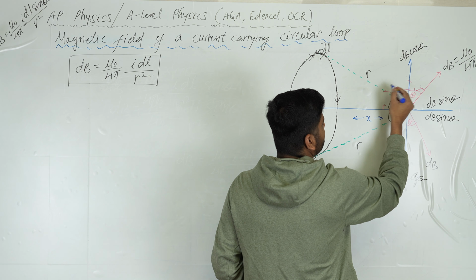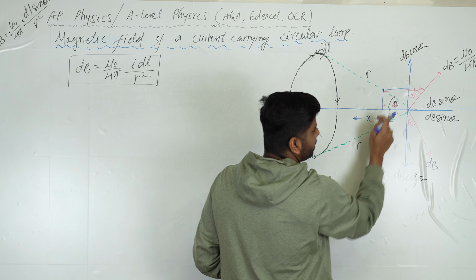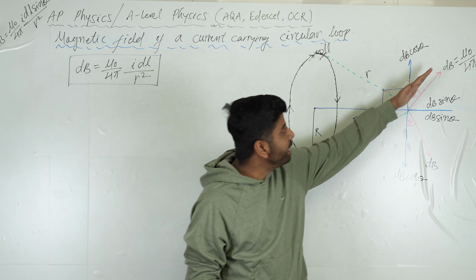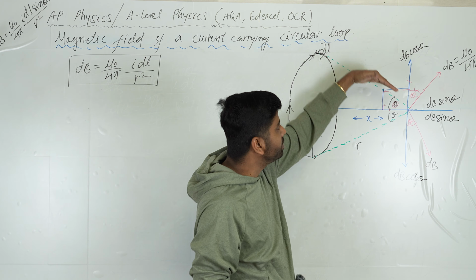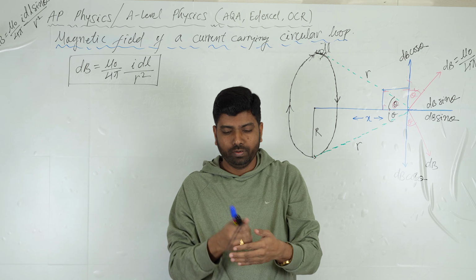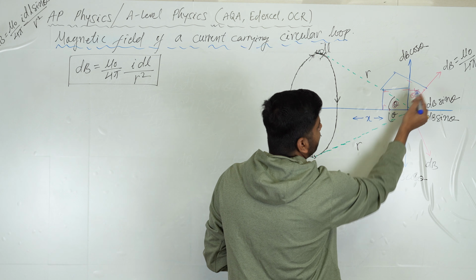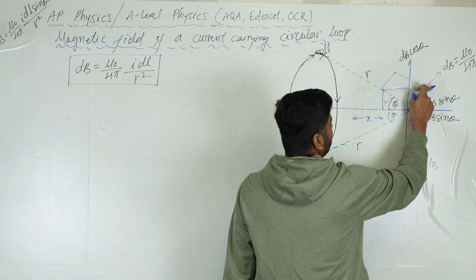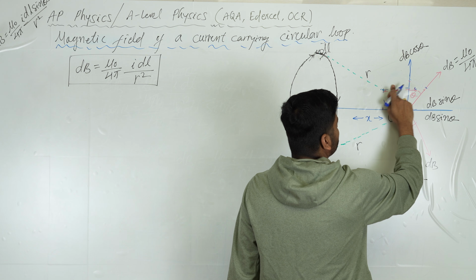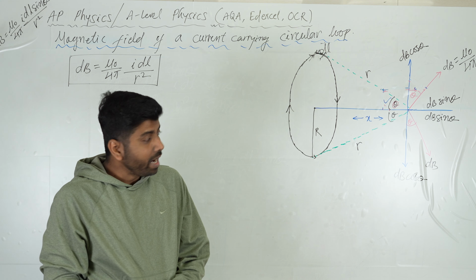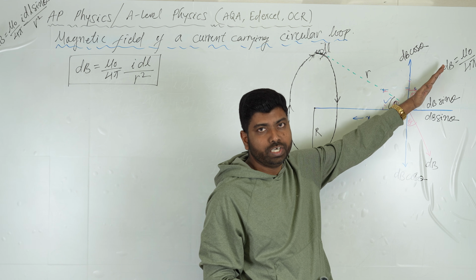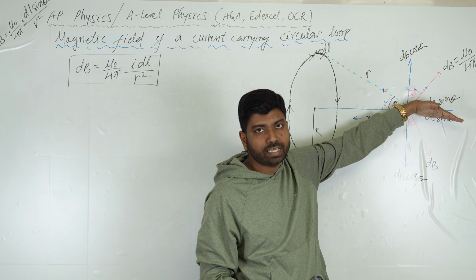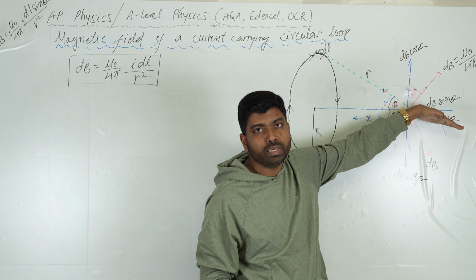Now, this angle is theta and the total angle is 90 degrees, as you can see in this diagram. At the same time, the direction of the magnetic field and the distance are also perpendicular. Since it is perpendicular, this angle will definitely be theta as well. If I want to find the components of dB, dB will have two components: dB cos theta and dB sin theta.